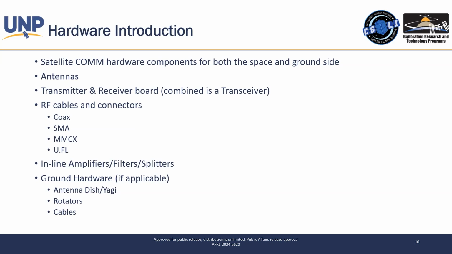And then sometimes you'll have some inline amplifiers or splitters. Typically we do this if we have antennas that perhaps have half dome coverage, right? But we want full dome coverage. Sometimes you'll see satellites put 2 of those on either side, and then they join them together with a splitter in the center. And then the ground hardware, obviously you have your antenna dish, your Yagi, if you're building your own ground system, or you want to be aware of it if you're hiring out your ground system to some commercial provider.